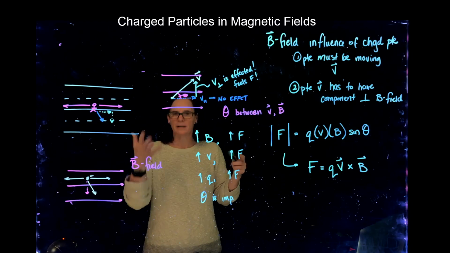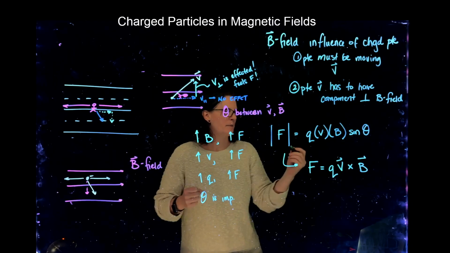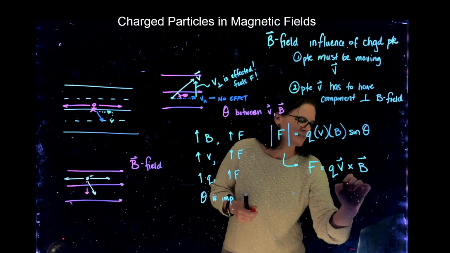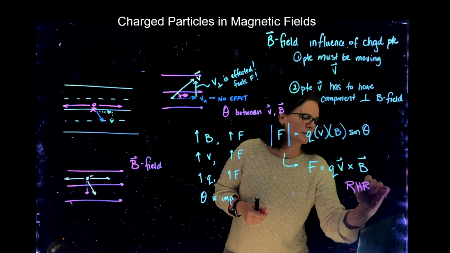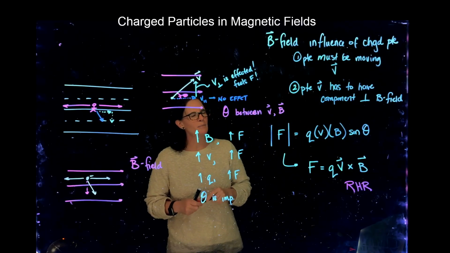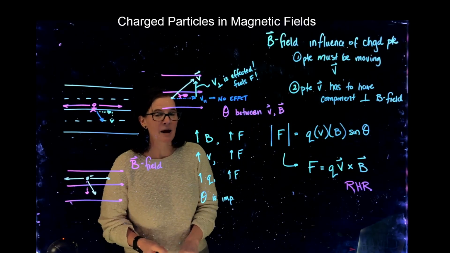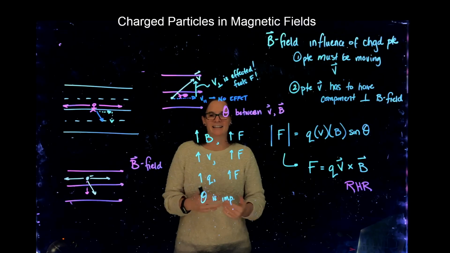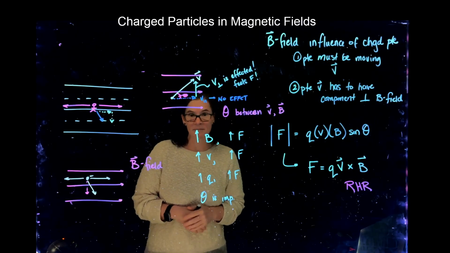That's the force the particle feels. That doesn't sound right, coming out of my mouth. Whenever we use a cross product, we use what's known as the right-hand rule. Doing the right-hand rule on my light board is very confusing, so I'm going to describe it, because while I might use my right hand, you see it as my left hand. So I'm just going to describe it for you.